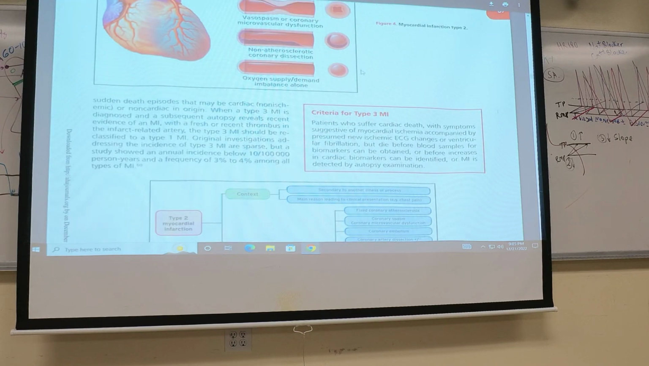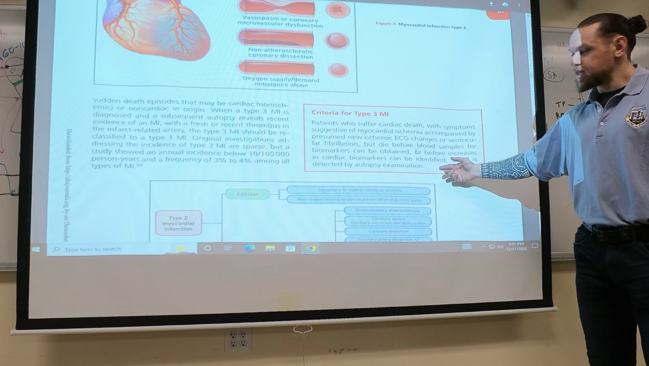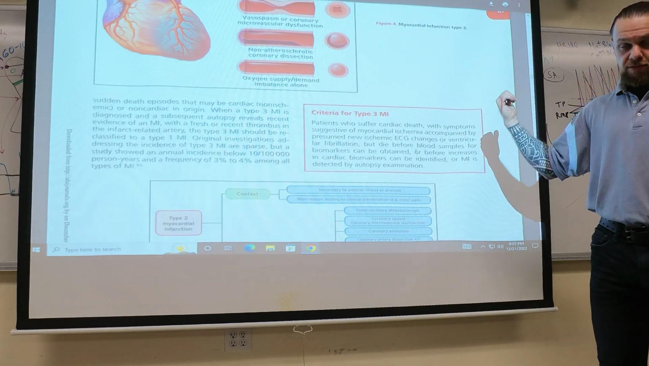Type 3 right here. So patients who suffer sudden cardiac death, right? And suggestive of myocardial ischemia accompanied by new ischemic changes, right? But died before blood samples and biomarkers, and they don't find any blockages. How do you think these patients died? They probably had ischemia, right?